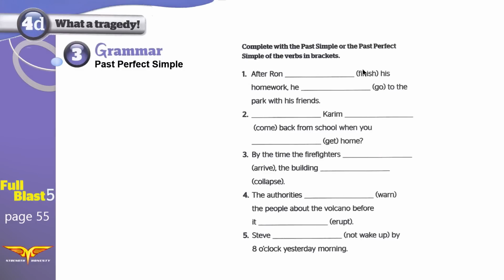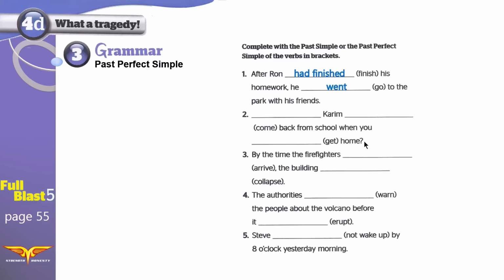After Ron finish his homework, he go to the park with his friends. Ron is a man's name. This Ron did 2 things. He finished his homework and he went to the park. Which one happened first? He finished his homework first. Think. Draw a timeline in your head and then think about the actions. Which one happened first? He finished the homework and then, because after he finished his homework, he went out with his friends. So we say after Ron had finished his homework, he went to the park with his friends.